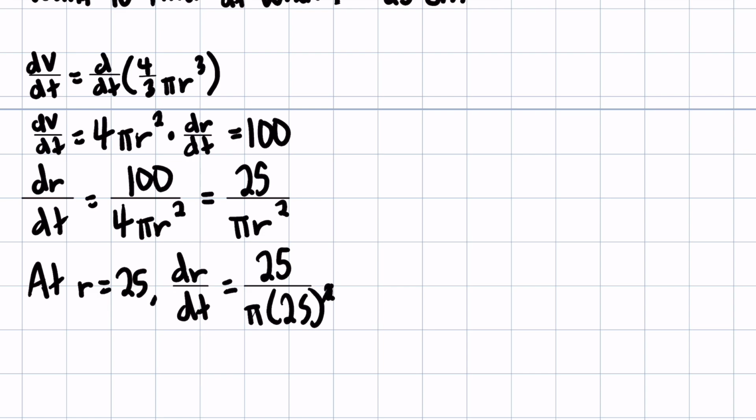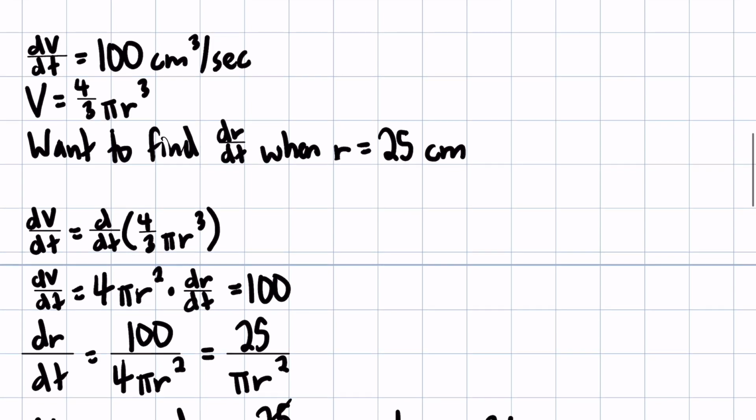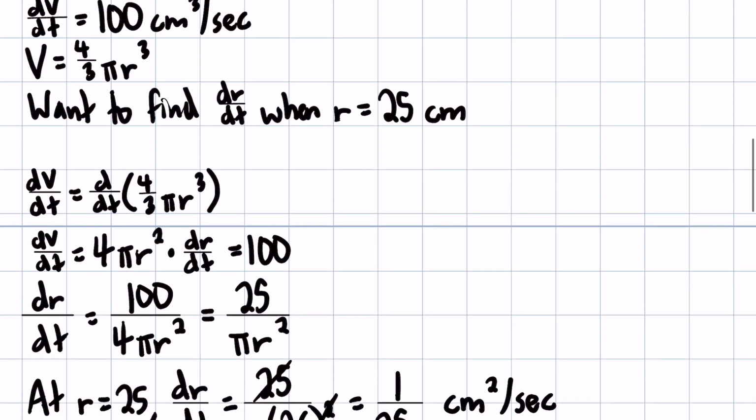And so one of these 25s will cancel with this 25, and what we end up with is 1 over 25 pi, and that is going to be in centimeters squared per second because our volume was changing at a rate of centimeters cubed per second, and radius is a two-dimensional quantity.